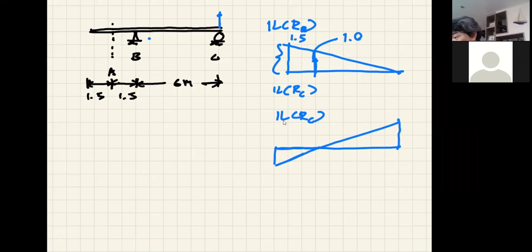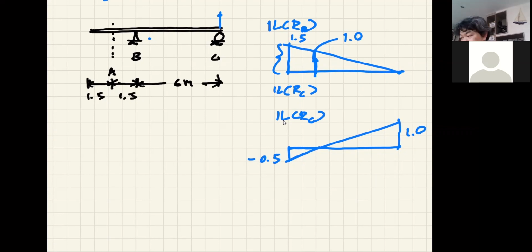Maybe that is too long. Let me erase that so that it looks okay, the same as the one on top. Okay, and now we know that the value of the reaction at C will be equal to 1 when we place the unit load there. So this is 1. So again, using similar triangles, you will come to the conclusion that this is minus 0.5 because it's 3 over 6, right? So that's RC.